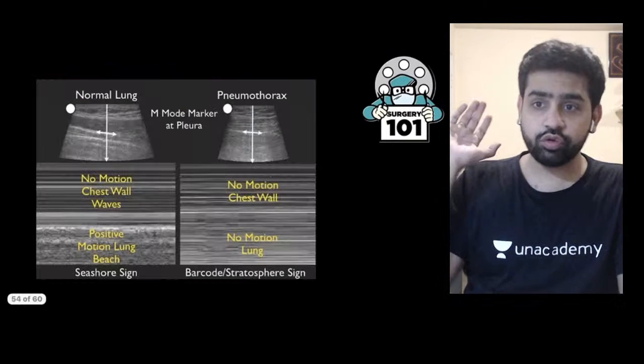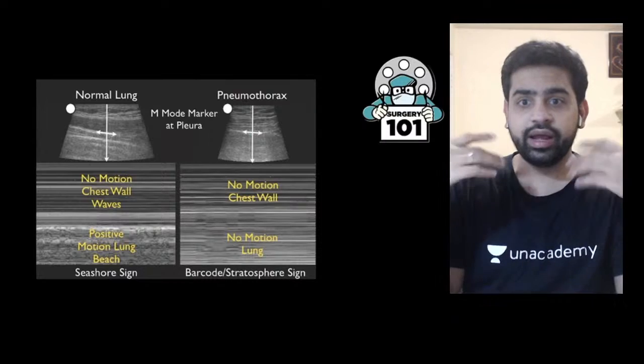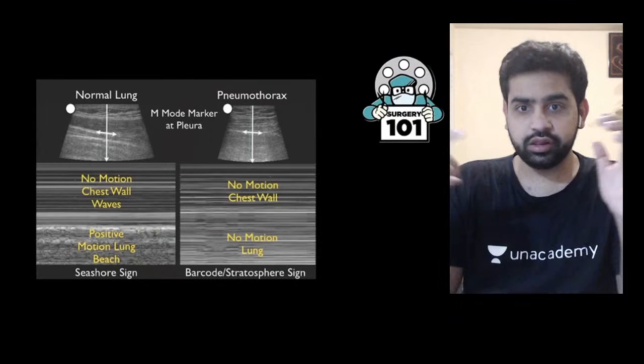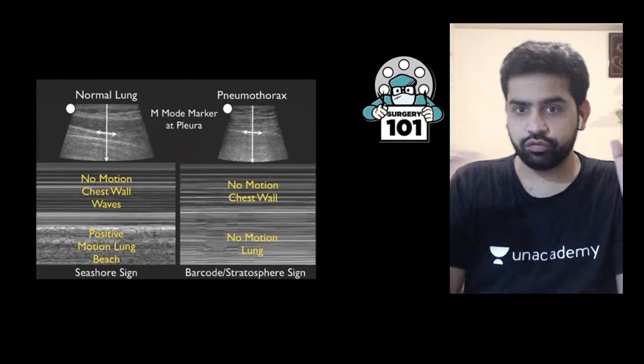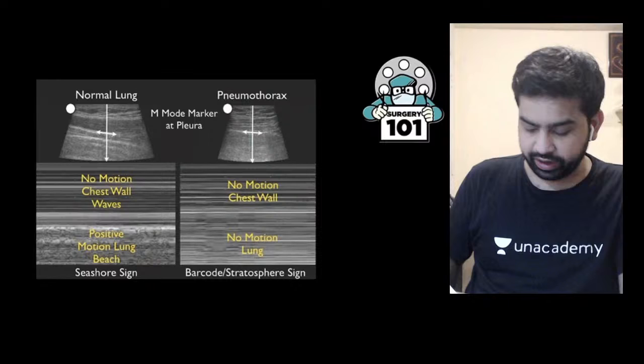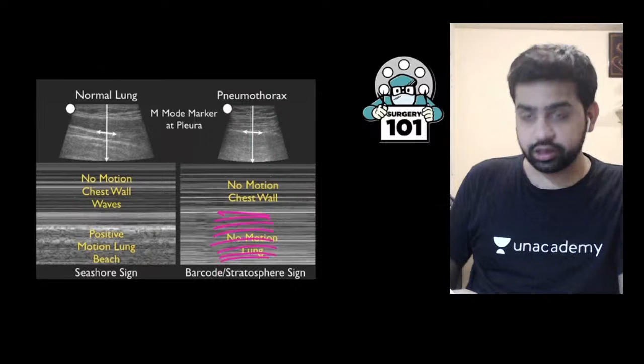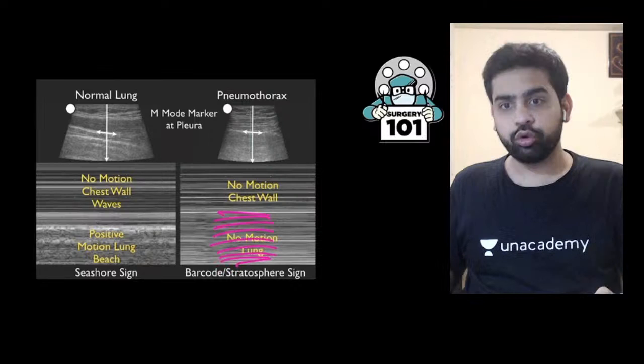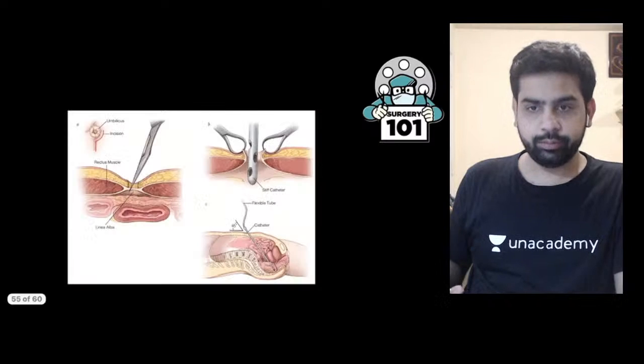This is a USG which was shown to you once in AIIMS. It is telling you that there is a normal seashore sign present in the normal individual. And here, as you are able to appreciate, all of this is an artifact. This is like a barcode, and this is what a barcode sign is. I hope you are able to understand this point.